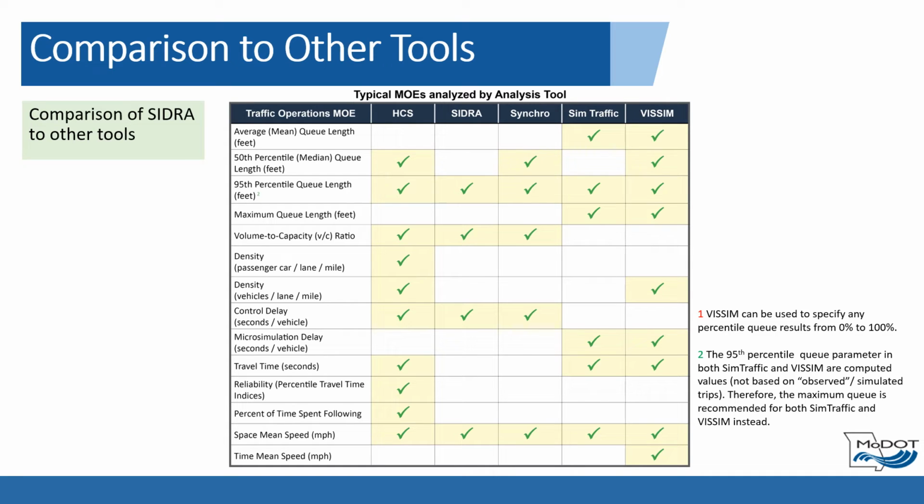This is a high-level comparison of typical MOEs that are used based on the analysis tool. This table overviews traffic operations MOEs for the following analysis tools: HCS, SIDRA, Synchro, SimTraffic, and Vissim. Note that SIDRA provides a comparable range of MOEs to various aspects of other tools.